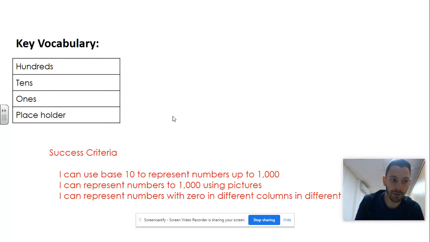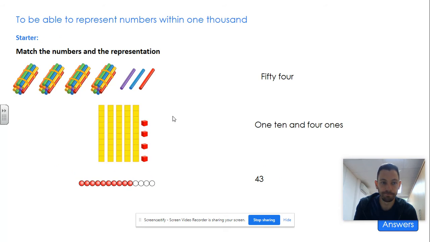So the key vocabulary we'll use today: hundreds, tens, ones, and placeholder, and the success criteria is there. Because it's played on YouTube, please pause at any time to read any of the extra information.